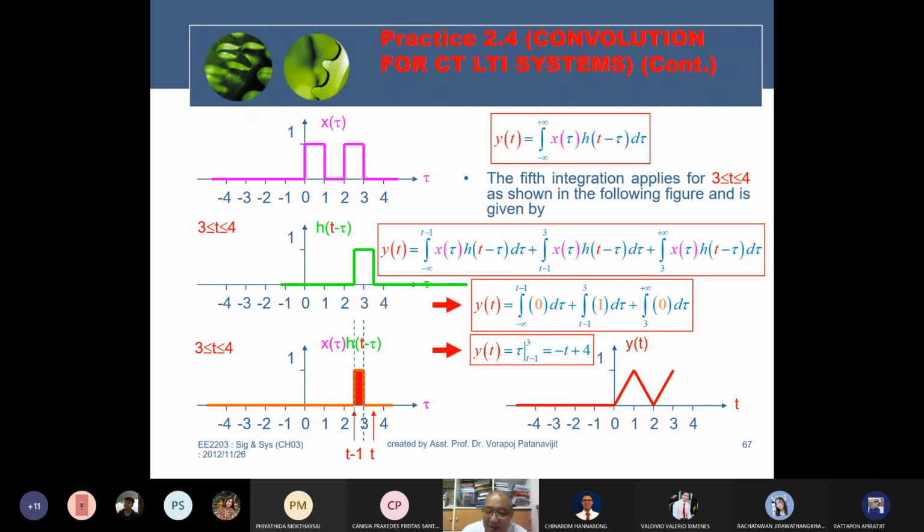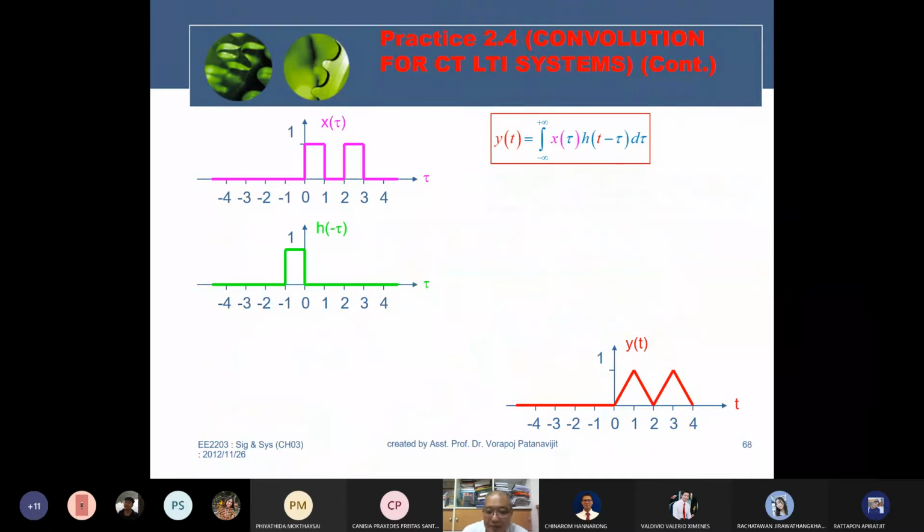Minus t plus 4 is a decreasing linear graph again. It will be at the last point up here. y(t) equals minus t plus 4 only between 3 and 4, only between here, and the last point equals 0. The overall graph will be shown here.